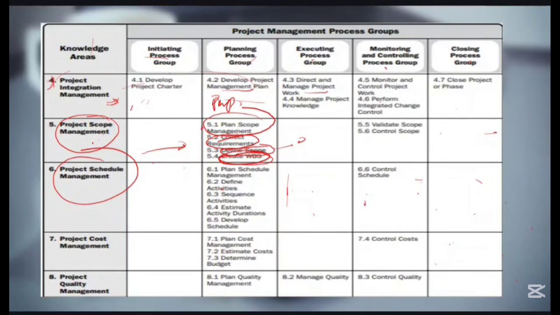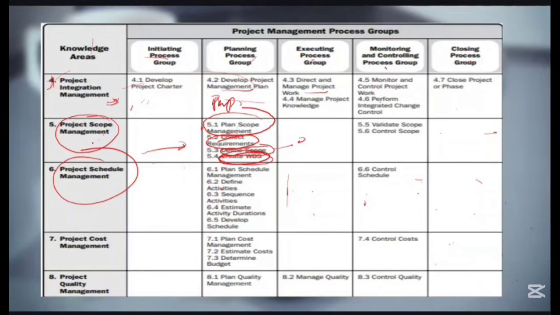So under the cost management, what would be the plan that you have? What would you call it? Cost management plan. Good. So now you are catching up. You need to always have a plan that will help you manage the knowledge area. So if it's scope management, you need to have a plan that will help you manage scope management. And the plan is called scope management plan.